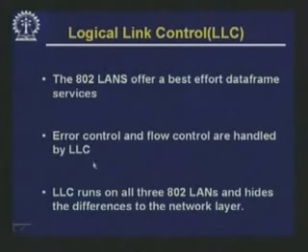So 802 LANs offer a best effort data frame service. Error control and flow control are handled by LLC. LLC runs on all three 802 LANs and hides the differences from the network layer. So to the network layer, these different physical layer protocols, whether it is a token bus or an Ethernet, are transparent. The network layer does not bother about it. The data link layer takes care of that.